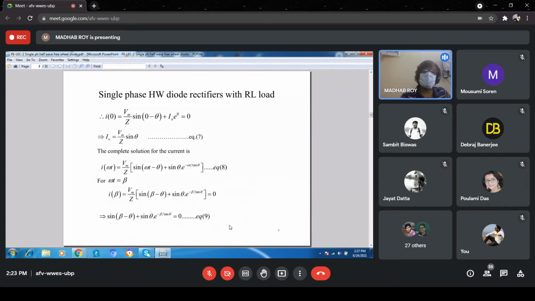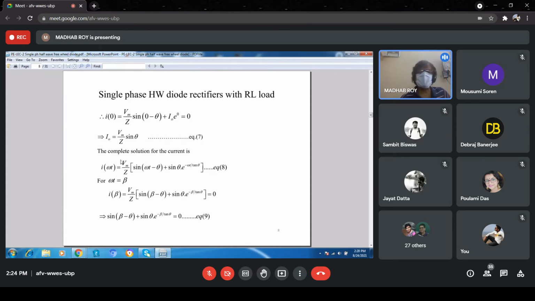Now put the initial condition so that we can find the value of I naught. We put the initial condition, that means time t is 0, so omega t is equal to 0. Putting omega t equal to 0 in the equation, the solution for I naught comes out like this: Vm by Z sin theta. We can put it here now. The complete solution for i of omega t now comes like this, equation number 8.